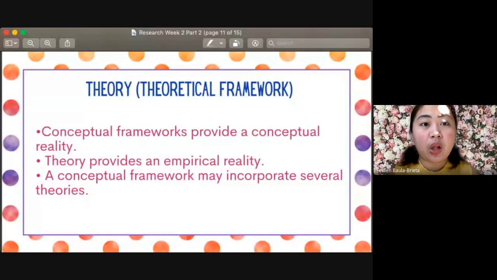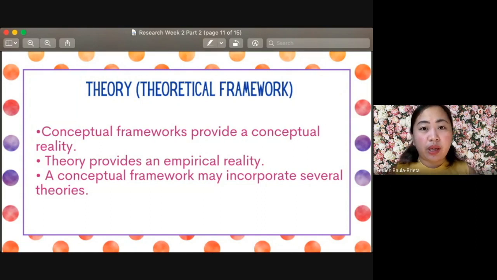Part would be on theoretical framework, or on how you would do your theories. How would you evaluate your theories? So theory or theoretical framework is quite the same with conceptual framework, but it is more about empirical reality. It is more about the empirical world.